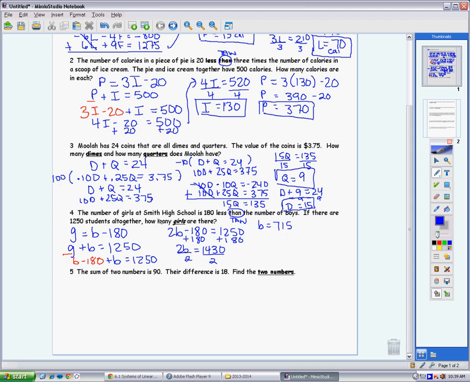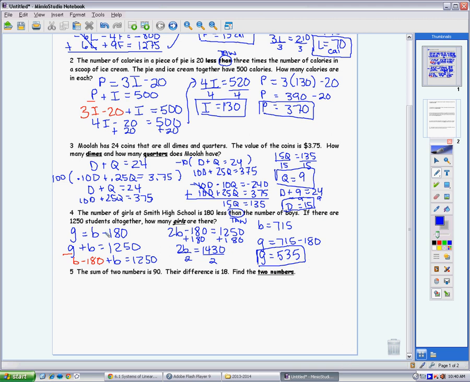Okay, the question didn't ask how many boys are there. The question asked how many girls are there. So I'm going to plug that back in. Girls equal 715 minus 180. So that gives me the number of girls is 535. So this is our actual answer, 535.